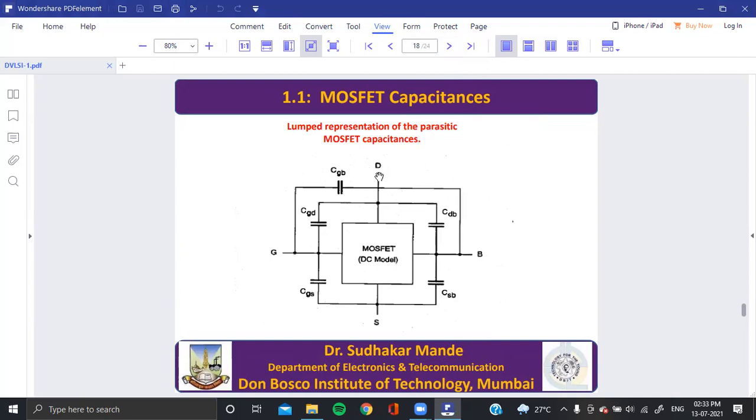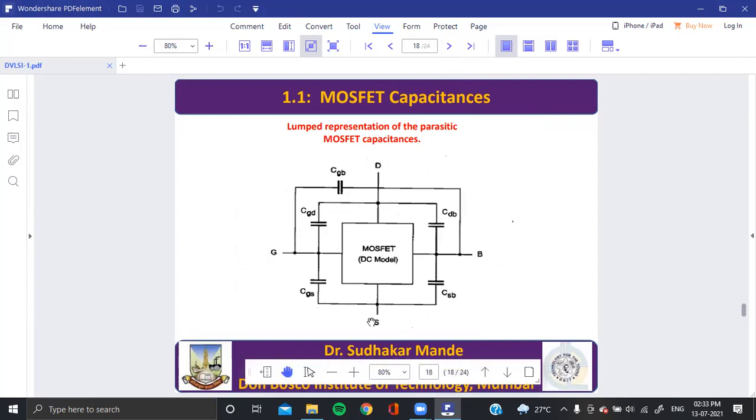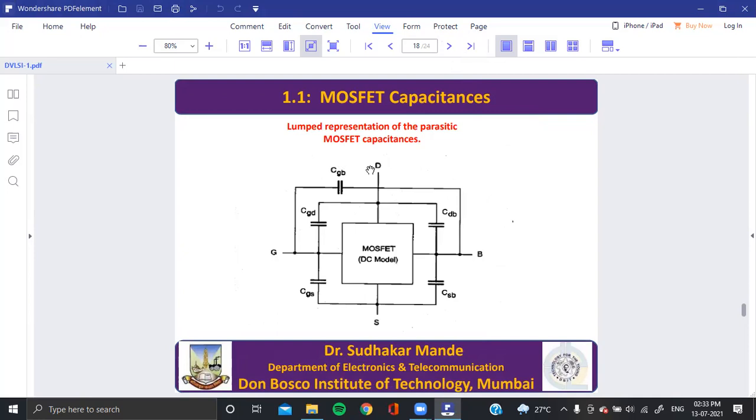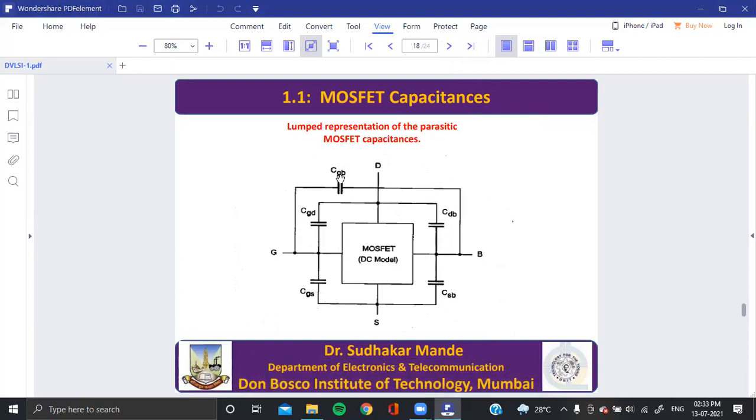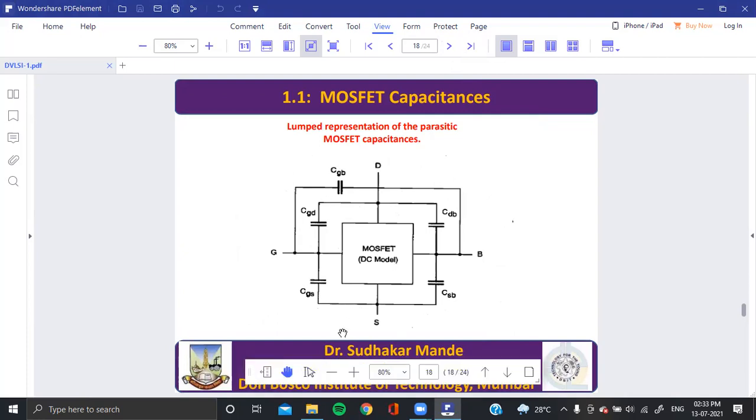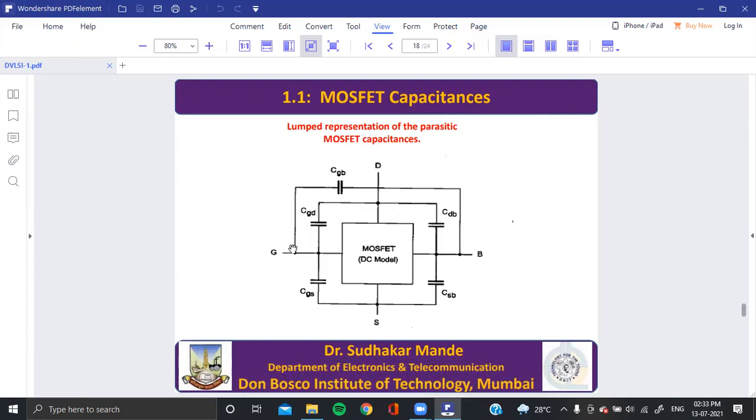Now you can see that there are four terminals: drain, gate, substrate, and source. Between each two terminals, for example, gate and drain, there is a capacitance. Between gate and substrate, there is a capacitance. There is a capacitance between gate and source, and between drain and substrate. So these are called parasitics. Between any pair of terminals, there is a capacitance. If you take gate and substrate, there is a capacitance.